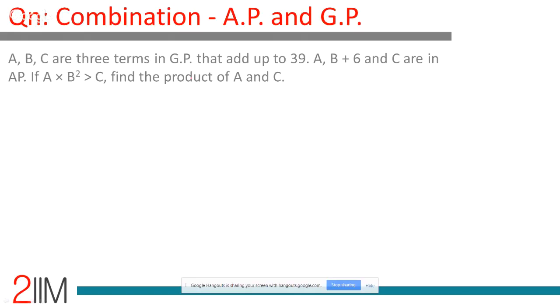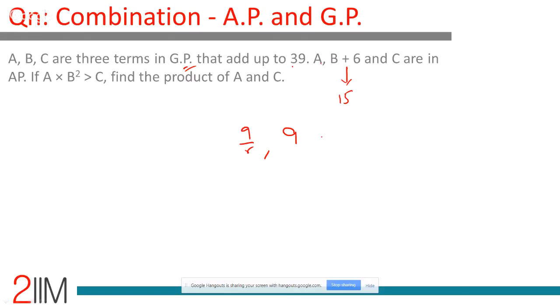Here we go. A, B, C are three terms in GP that add up to 39. A, B plus 6 and C are three terms in AP. So these three terms should add up to 45. Three terms in AP adding up to 45, the middle term is 15. B plus 6 is 15, so B is 9.